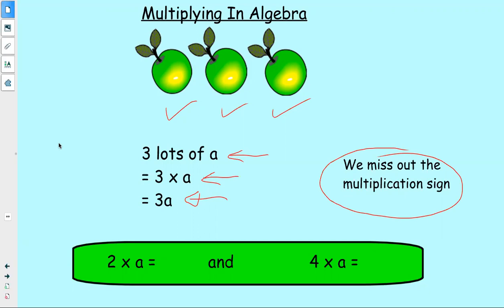So similarly, these ones at the bottom here, so we've got 2 multiplied by A, just give you the answer, which is equal to 2A. And the next one, 4 multiplied by A, which equals 4A. Okay, let's move on.